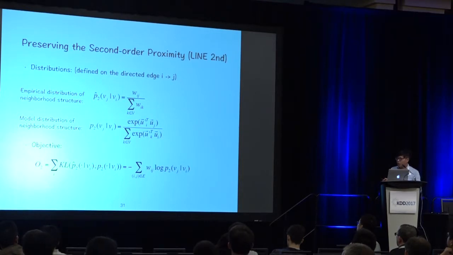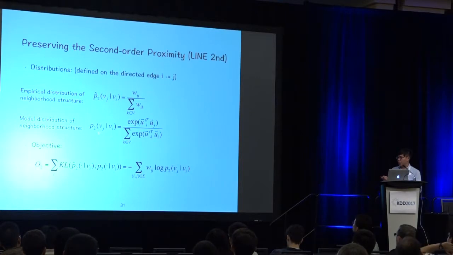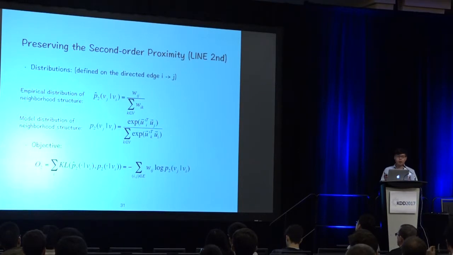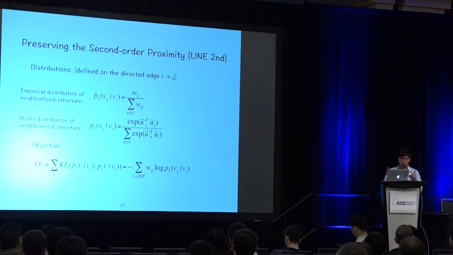Okay, and then we can also define the neighborhood structure in terms of the low dimension representations. And we define the probability from node i to node j in the low dimension space using the softmax function. So here the vector ui prime is the embedding of node i when i is the source node of the edge, and the vector uj is the embedding of node j when node j is a target node. Okay. So basically every node has two types of embeddings: one embedding when the node is a source node, and another embedding when the node is a target node.